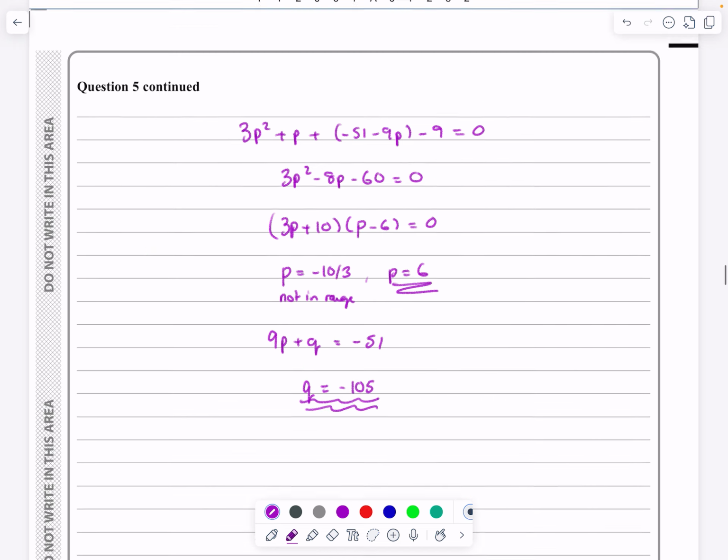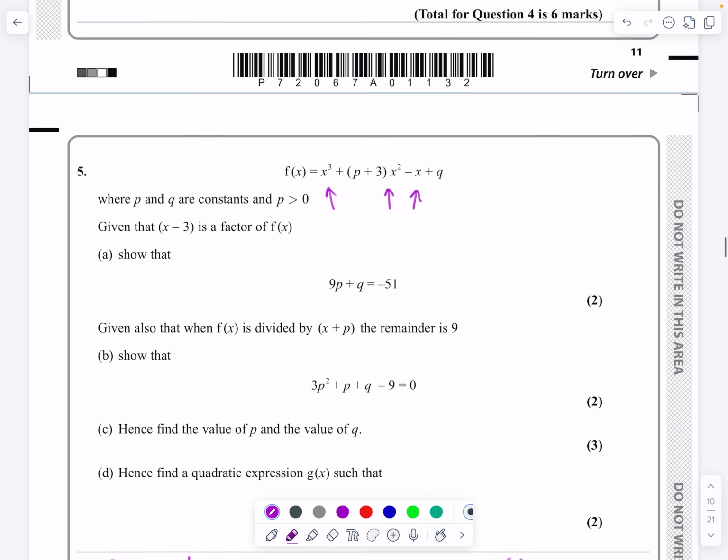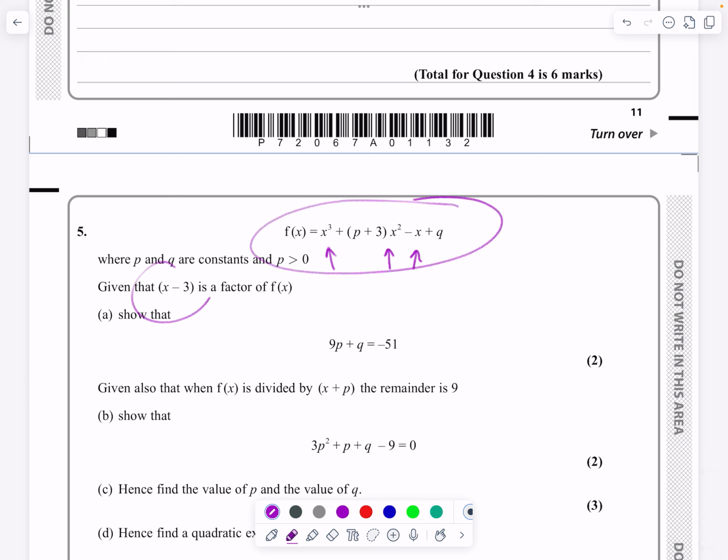Let's go and have a look at the last part, part D. It says, hence find a quadratic expression such that f(x) is equal to (x minus 3) times g(x). So what that's basically doing is going back to this part here where we know that x minus 3 is a factor. If x minus 3 is a factor, then x cubed plus (p plus 3)x squared minus x plus q, divided by x minus 3, is going to equal something, isn't it? If it's a factor, it divides in exactly, and this is going to be the quadratic that x minus 3 will multiply by.